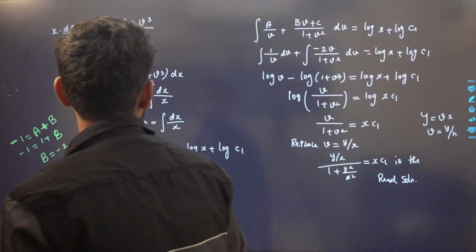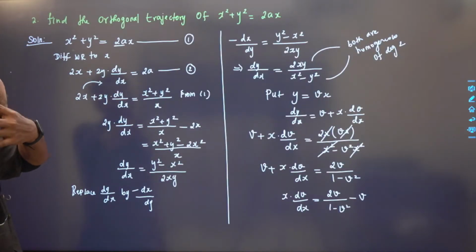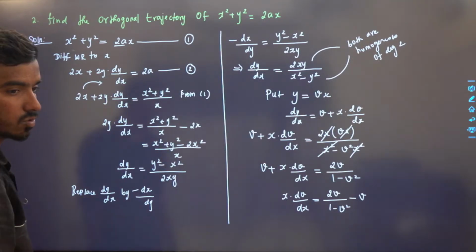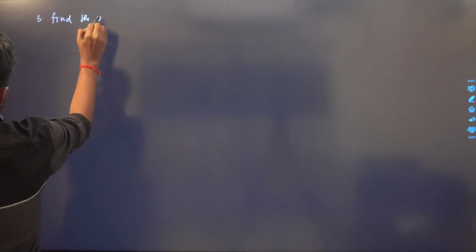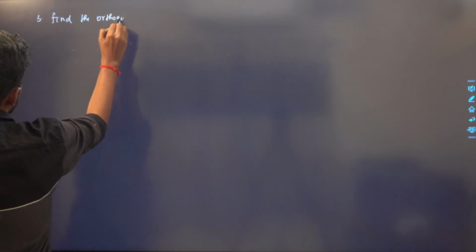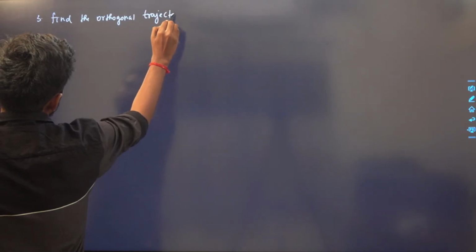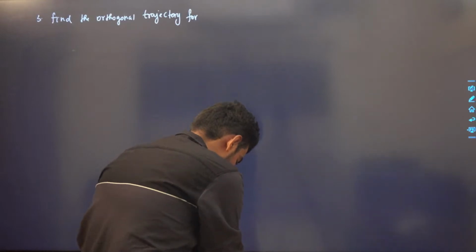Right? We'll move on to the next problem. Very simple, right? So we have to find the orthogonal trajectory for x² plus y² is equal to 2ax. Okay. We'll move on to the third problem. So find the orthogonal trajectory for the next problem.